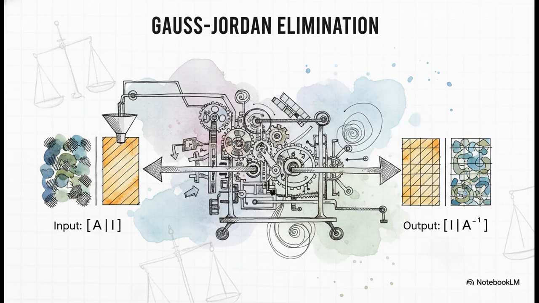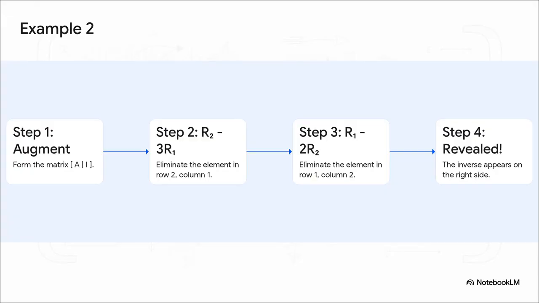We call this an augmented matrix. Then, using a few legal moves called row operations, your whole goal is to turn the left side of this thing, your original matrix A, into the identity matrix. And here's the cool part. As you perform those operations, the right side magically transforms into the inverse you're looking for. Let's walk through one together so you can see exactly how it works.